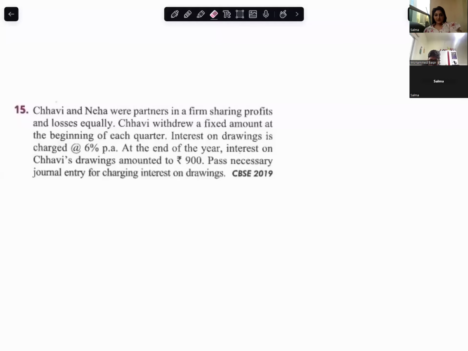We are doing this sum for interest on drawings. You have to pass necessary journal entries for charging interest on drawings. When they say necessary journal entries, that means you're charging 2 journal entries. They share profits and losses equally. A fixed amount is withdrawn at the beginning of each quarter. So monthly, quarterly, 6. So this will be 7.5, right? Yes, 7.5. So interest on drawings will be what?